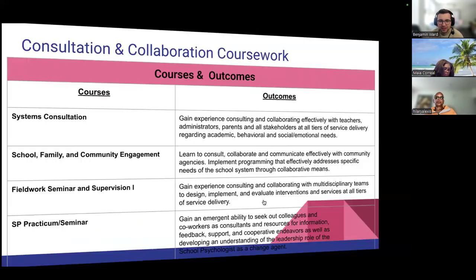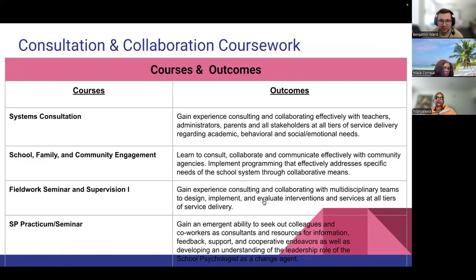Some of the classes that we took to help develop competencies in this domain are systems consultation. That one is probably most heavily based in domain two. But there's also school, family, and community engagement, and then our classes which support our in-person experience, such as the fieldwork seminar and supervision and practicum class. I've listed those classes primarily because you can't collaborate independently, and these are the classes that supported our in-person experience where we're really gaining that experience to work with others and collaborate and consult.